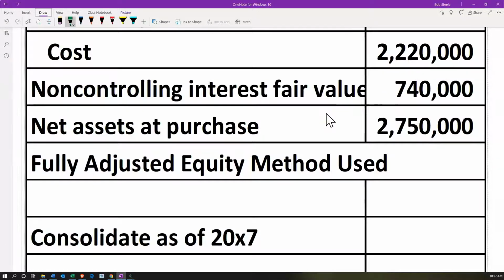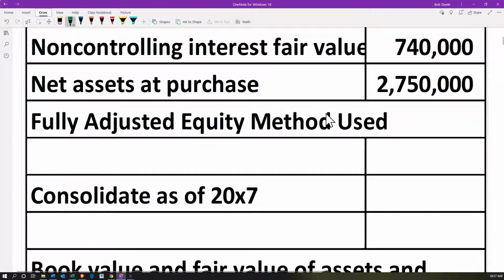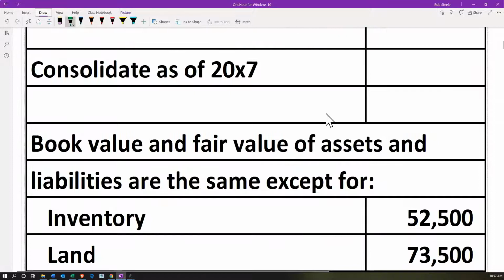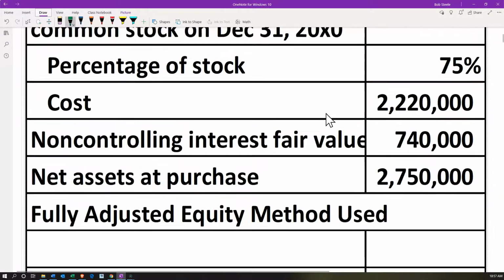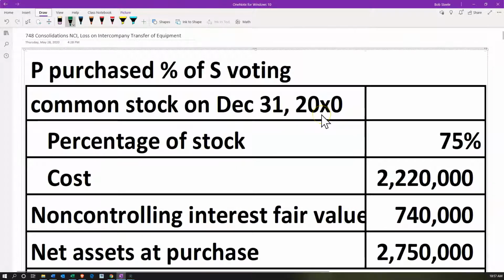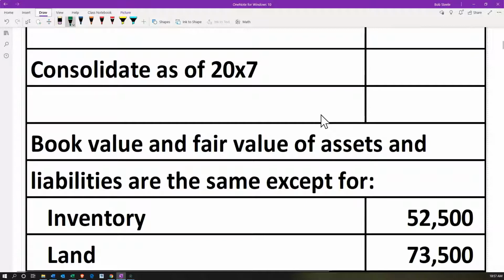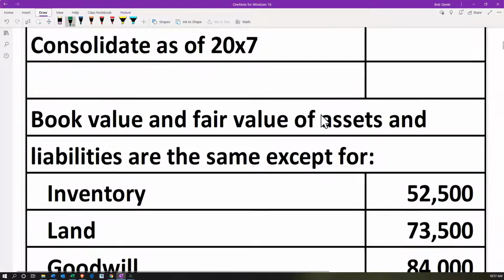Non-controlling interest then at the $740,000, the fair value of the non-controlling interest at the point of purchase at 2000 X0. Then the net assets, or assets minus liability, or the equity section as of 2000 X0 of S, when that was purchased, was the $2,750,000. We're going to be using the fully adjusted equity method. The consolidation will happen as of 2000 X7. So note that substantially after the purchase, which is X0. So 7 years later is the consolidation. So this is a while after the actual purchase took place.